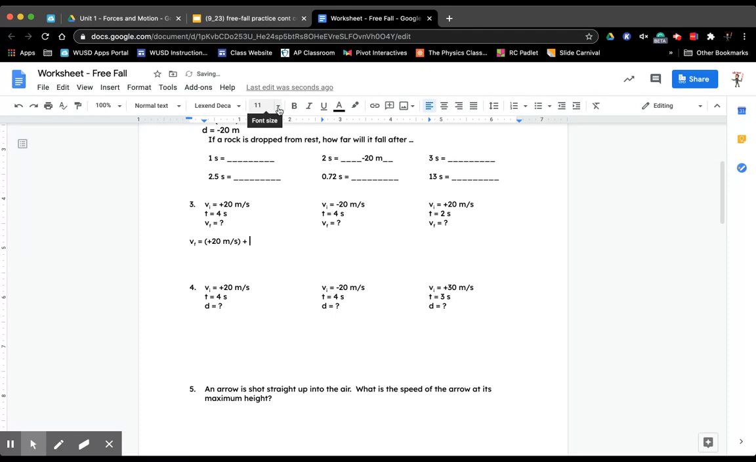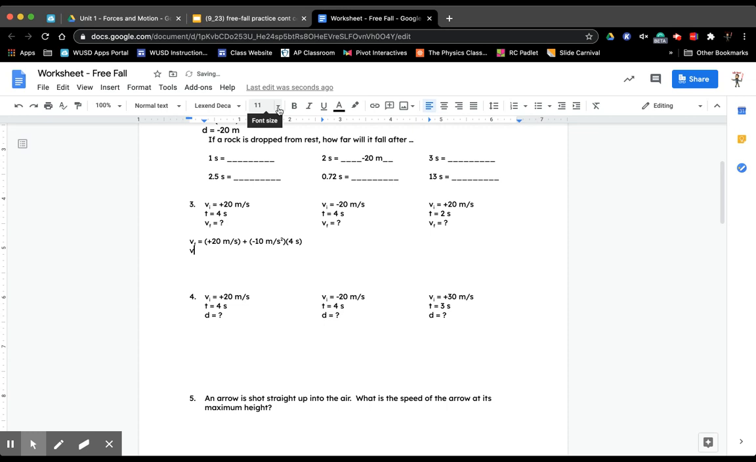Plus. Now, here's your dilemma, and I did this on purpose. You can either use positive or negative, but I want you to stay consistent. So I'm going to stick with using negative. And then time is 4 seconds. That means if you're going to use negative 10 here, for the next question, when the initial speed is negative 20, I want you to still use negative 10.